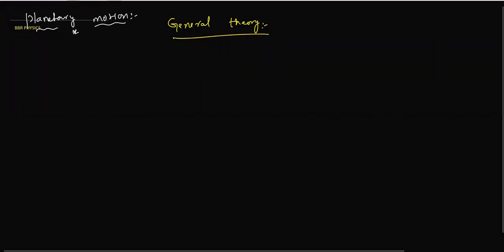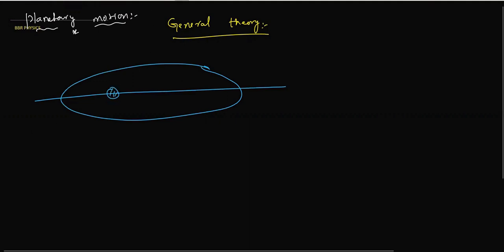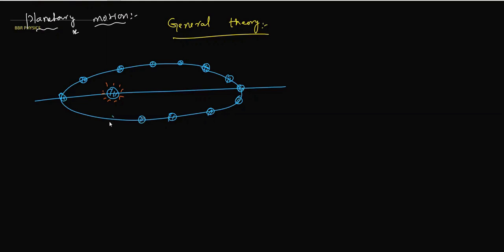So for example, we have here an elliptical path, and this is the semi-major axis. Here the sun is there as one of the foci. Now the planet will be revolving around that, like this. Different positions I'm going to capture here. So the planet is revolving like this.